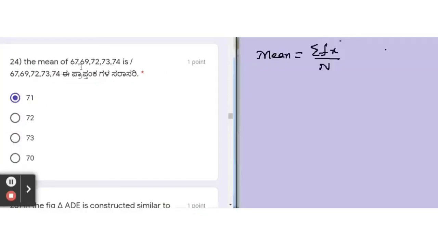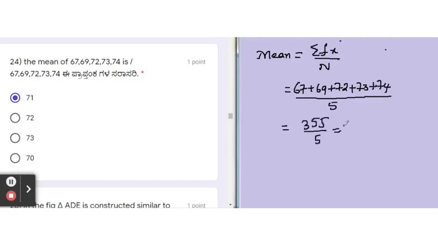24th question. The mean of 67, 69, 72, 73, 74 is. So mean formula is sigma fx by n, which is nothing but sum of observations by number of observations. There are 5 observations. I'm going to add those observations. So the observations are 67, 69, 72, 73 and 74. Sum of observations by number of observations. There are 5 observations, so I'm dividing with 5. So adding all this, I will get 355 divided by 5, which is nothing but 71. Correct option for this question is 71.